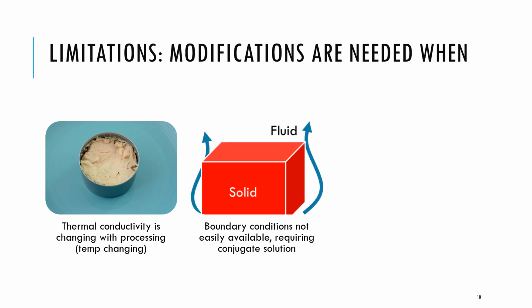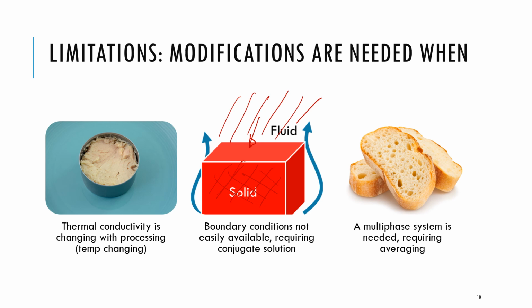Then the boundary conditions. So to solve the equation for a solid, let's say, we need a boundary condition here. But the boundary condition may not be easily available. In that case, one way to resolve it is we solve for the fluid and the solid simultaneously. And that's called a conjugate problem. Obviously, that gets to be more complex, but that's one way we can get around this kind of simple formulation that we were showing.